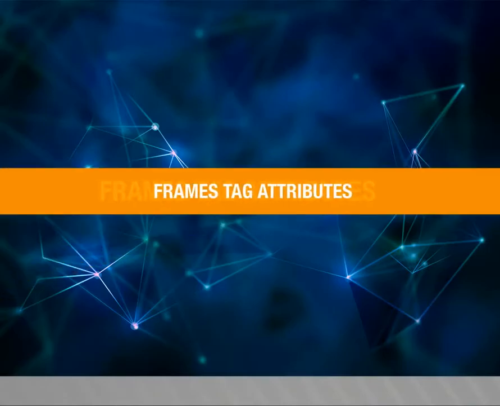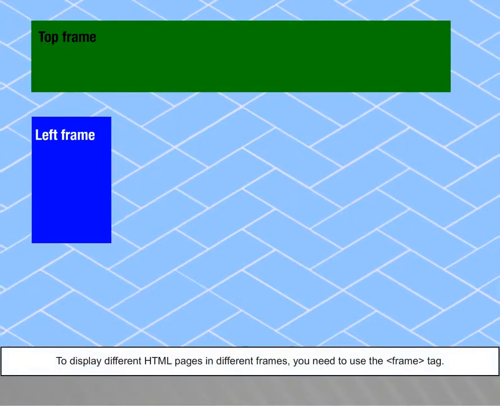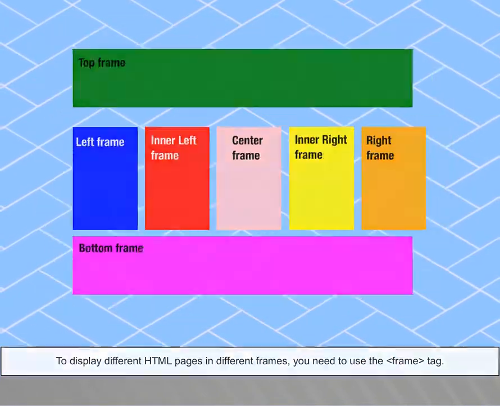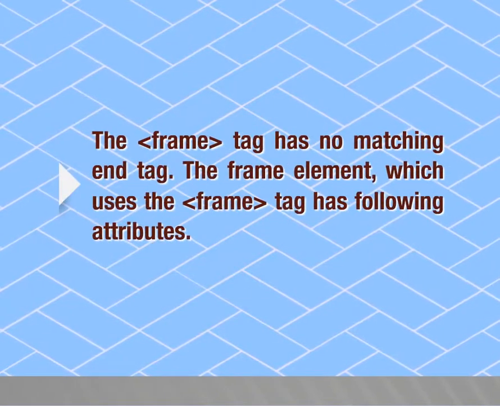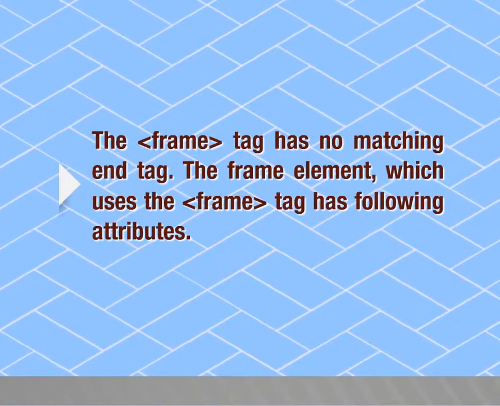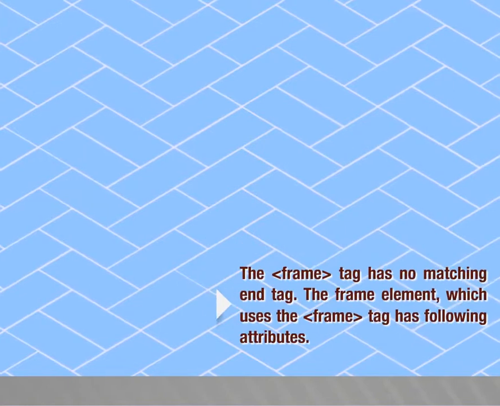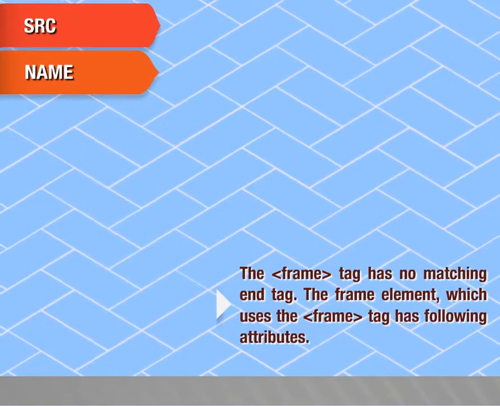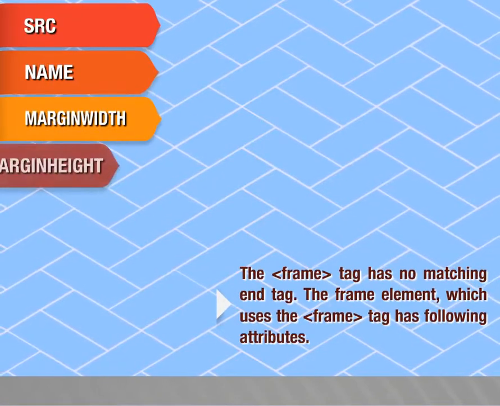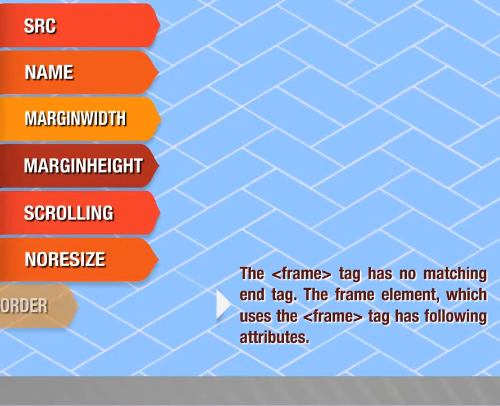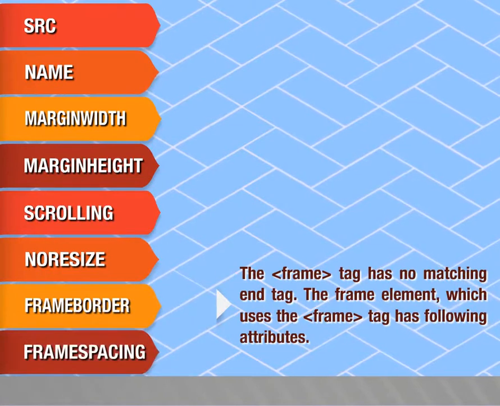Frame tag attributes. In this video, we are going to see the frame tag attributes. To display different HTML pages in different frames, you need to use the frame tag. The frame tag has no matching end tag. The frame element, which uses the frame tag, has the following attributes: src, name, marginwidth, marginheight, scrolling, noresize, frameborder, framespacing.